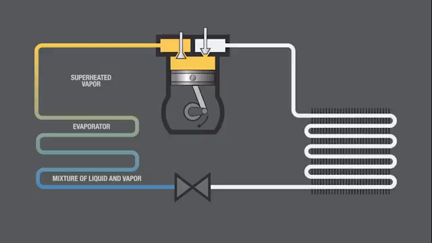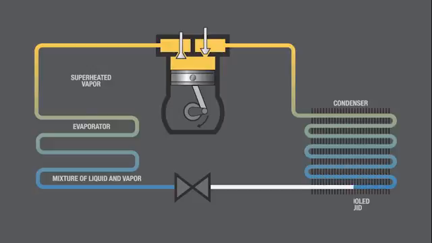Now let's look at subcooling. As refrigerant enters the system's condenser, it's in a vapor state. As heat is removed from the vapor, it will turn to liquid at its saturation condensing temperature. After the vapor has turned to liquid, any temperature of the liquid below this saturation condensing temperature is called subcooling.